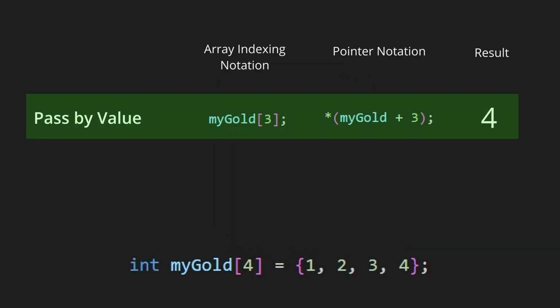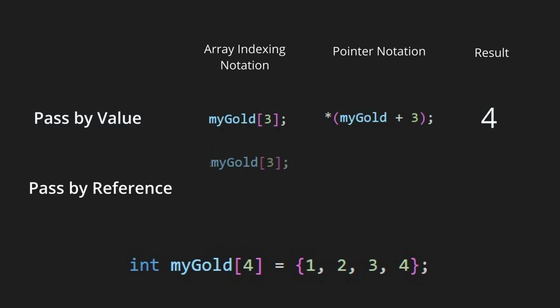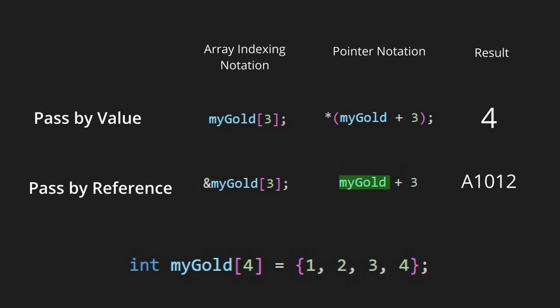What we just did was pass by value, but what about pass by reference? In array indexing notation, we use the address operator to get the address, while in pointer notation, we just write the array name and add the number to get to the element. We do not need to dereference it since it is already a pointer.